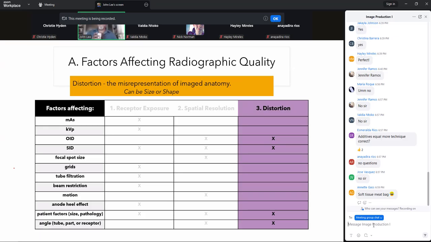Any questions about spatial resolution? Pass through these. Of course, I'm only a third of the way through the slides, but hopefully everything's coming through clear and you guys are understanding. Nothing? Okay. So let's move into distortion.